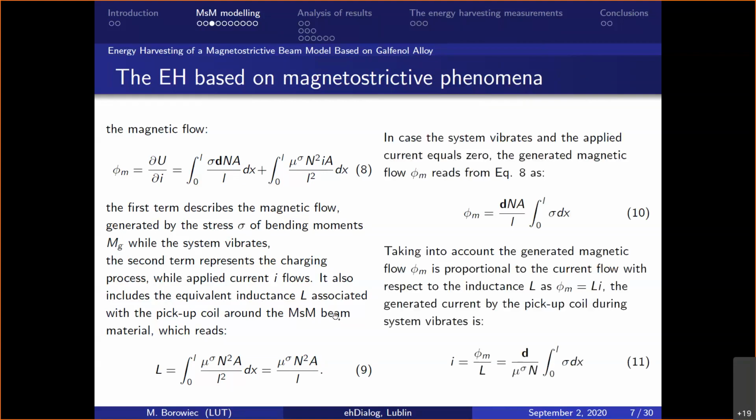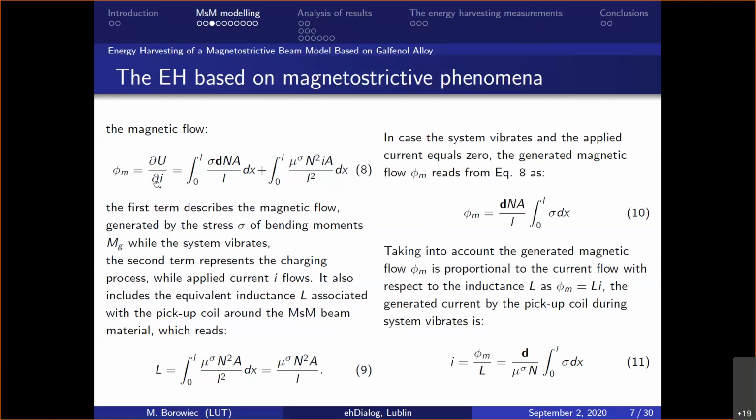Okay, so in case the system is vibrating and the applied current equals 0, then the generated magnetic flux phi m is given by equation 8. Taking into account that the generated magnetic flux is proportional to the current with respect to the inductance L, the form is shown here. Finally, the generated current by the pickup coil while the system vibrates is given here.